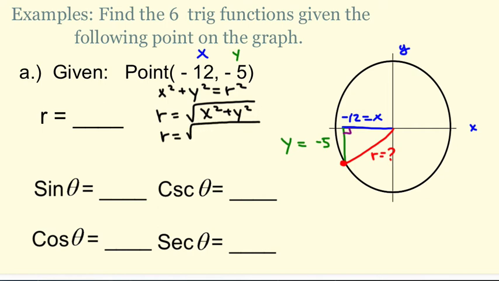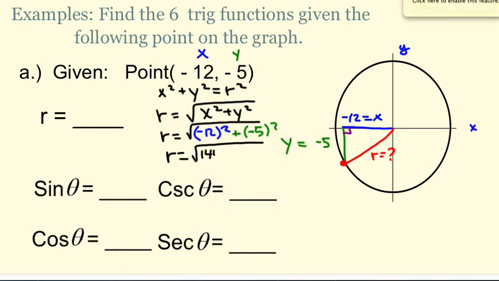X is negative 12, so negative 12 squared. Y is negative 5 squared. And now we simplify. Negative 12 times negative 12 is 144. 5 times 5 is 25. Add that and we get 169. The square root of 169 is 13. So now I can come over here and identify that as 13.